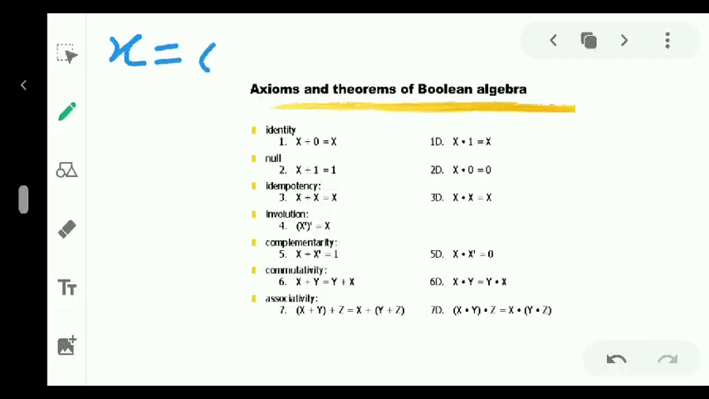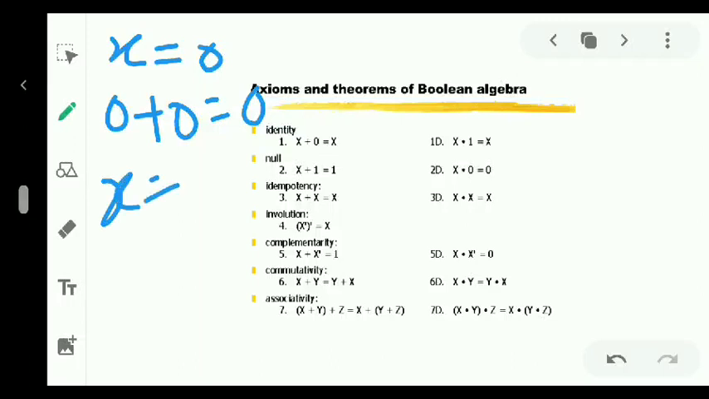Suppose x value I am taking as 0. So 0 value plus 0 is equal to 0, that is the x value. Again let's take x value equals to 1. So 1 plus 0 is equal to what? 1. So again it is the x value. So in this way I can prove that if you add x value with the 0, then we will return back to the x value.